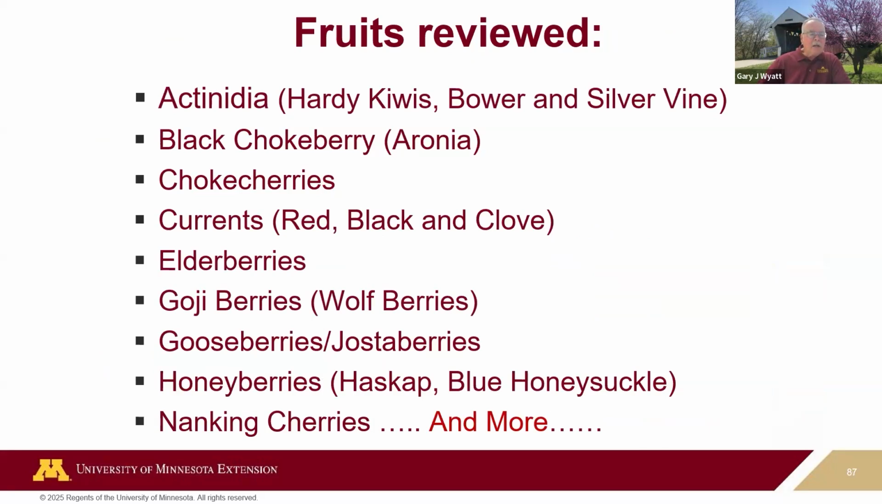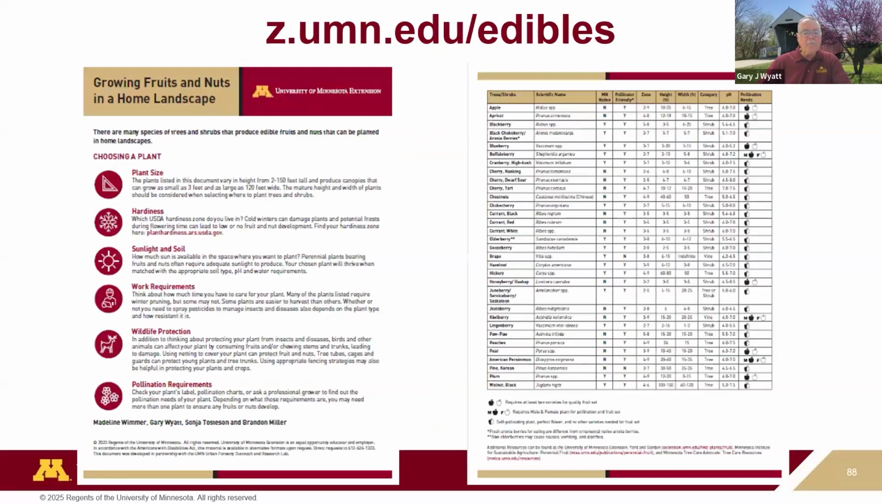I think Ryan Murphy has said he hasn't tasted a good goji berry yet. And then Josta berries, I think I saw those at the nursery, so I'm going to have to maybe try one of those and see how good they are. But honeyberries, haskap, blue honeysuckle is another name for those, and then Nanking cherries and more in that book.